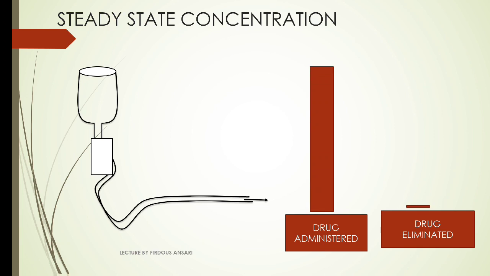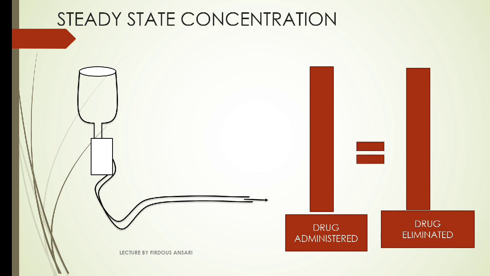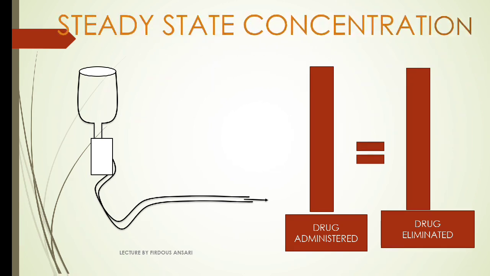Before giving the drip, the person's body didn't have any concentration of the drug in the plasma. When the drug is initially administered, slowly the concentration of the drug will increase in the plasma, and after that concentration reaches a particular level, the elimination of the drug will get initiated, and slowly the elimination will increase, and there will come a time where the drug administered will be equal to drug eliminated.